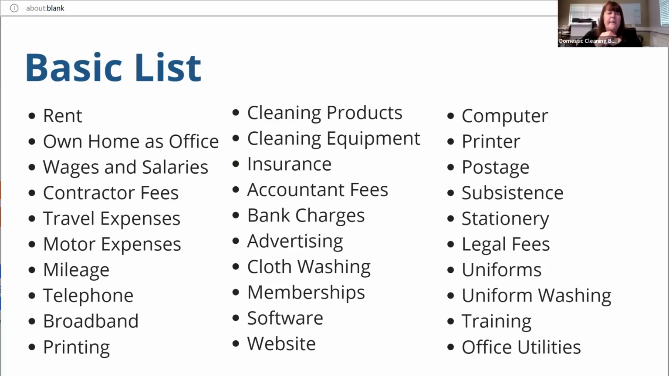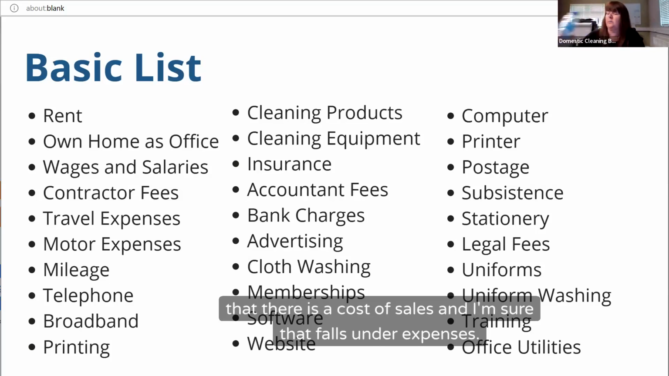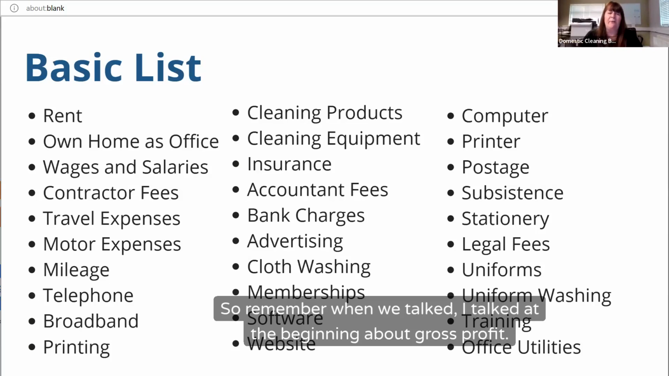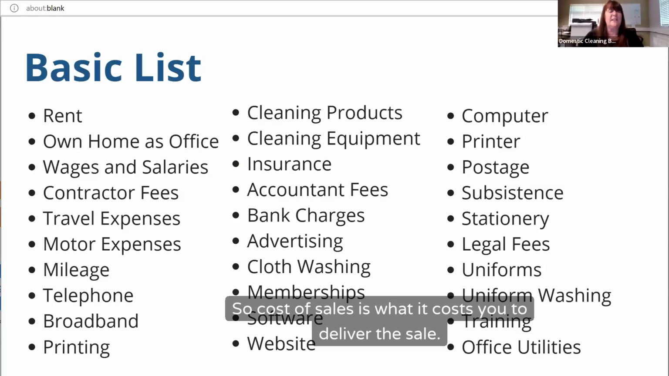Yeah. I don't know if this relates to expenses, but I've seen in the past on QuickBooks that there is a cost of sales, and I'm sure that falls under expenses. Does that cost of sales is the direct cost? So if you remember when I talked at the beginning about gross profit, sales minus your direct cost gives you gross profit. So cost of sales is what it costs you to deliver the sale.